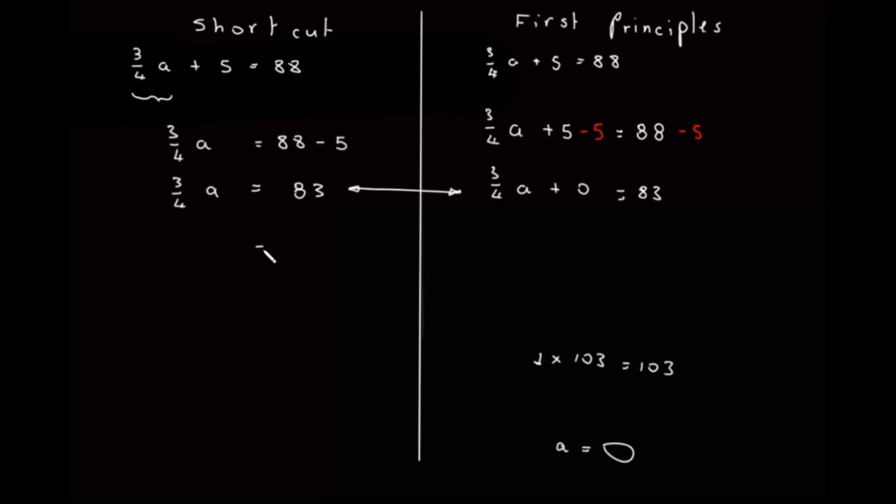Shortcut. A. What we do, take it over to the other side, there's your 83, except we turn it upside down, 4 over 3, okay, and we multiply there. That is the shortcut.